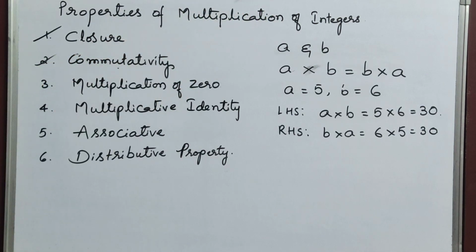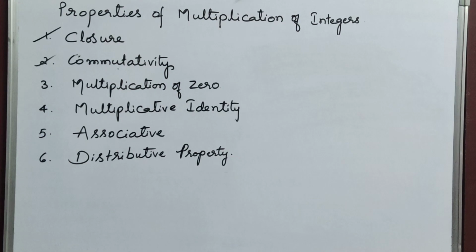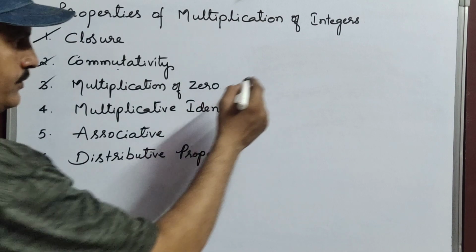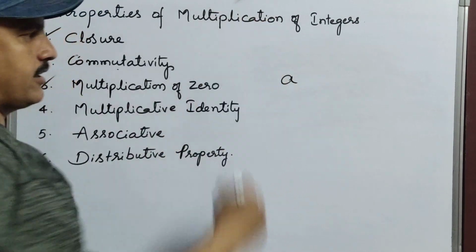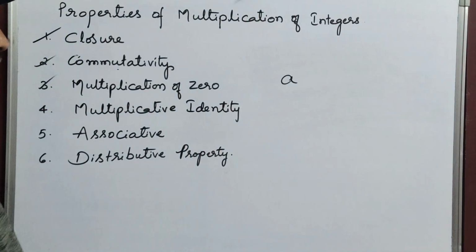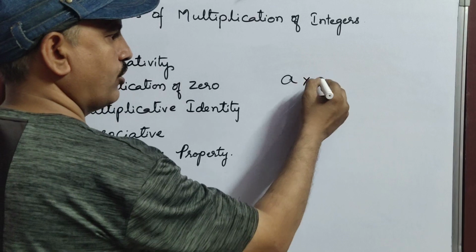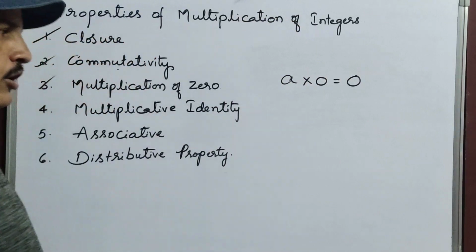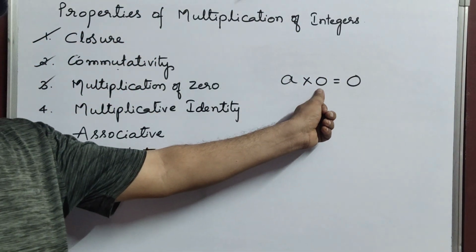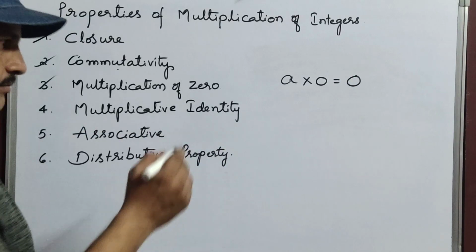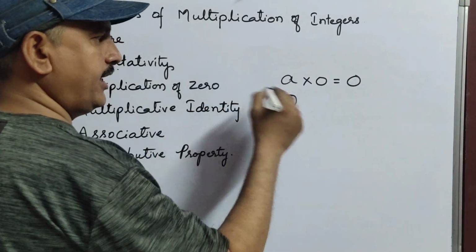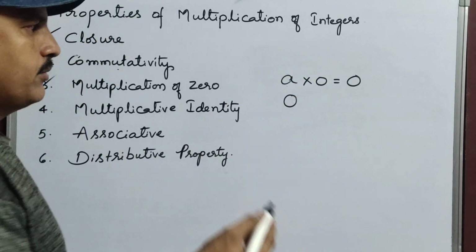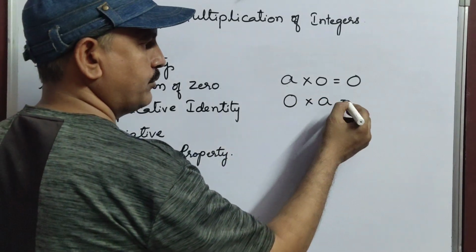Okay. Next we have multiplication of 0. See here, multiplication of 0 now. So what is this multiplication of 0? Suppose A is any integer. If you multiply A with 0, definitely what you are going to get? You are going to get 0. Because if you multiply any number with 0, you always get 0. Similarly, any number into 0 is always 0. Similarly, 0 into any number, again in reverse order.